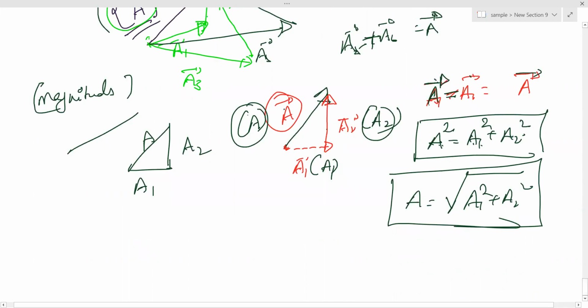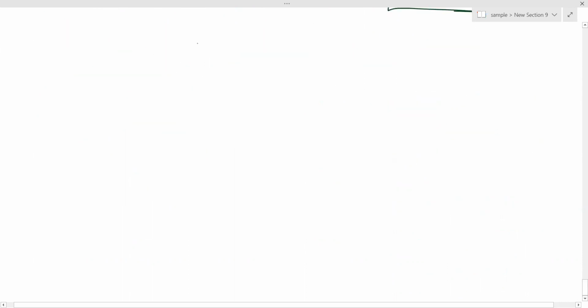So you understood the relations? The length of the hypotenuse, that is the length of the resultant, is equal to root over the length of the first vector square plus the length of the second vector square. Got it?